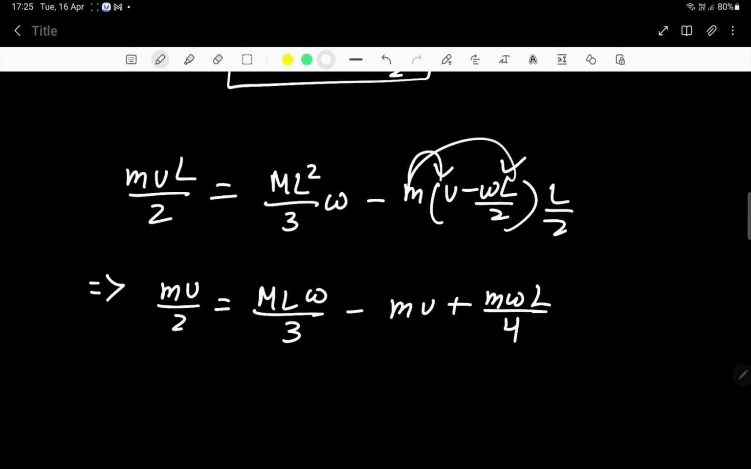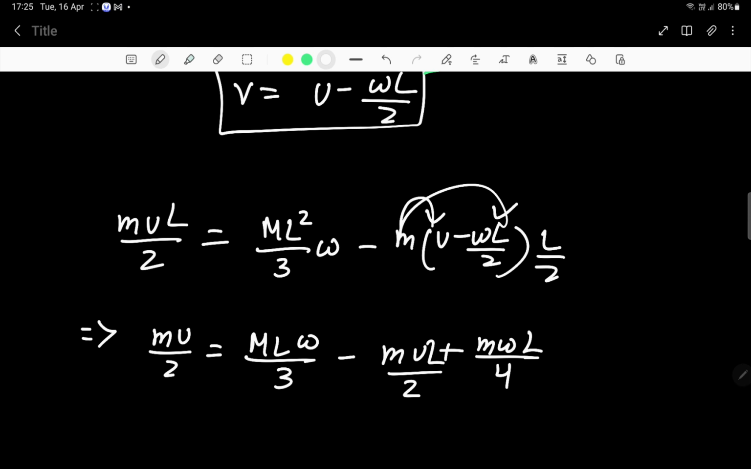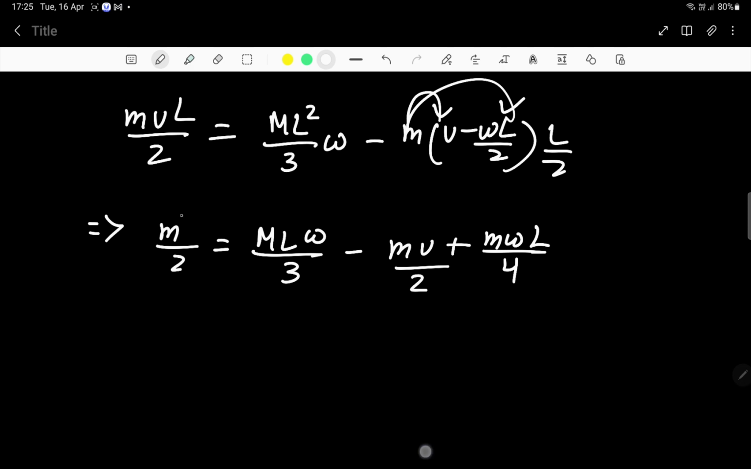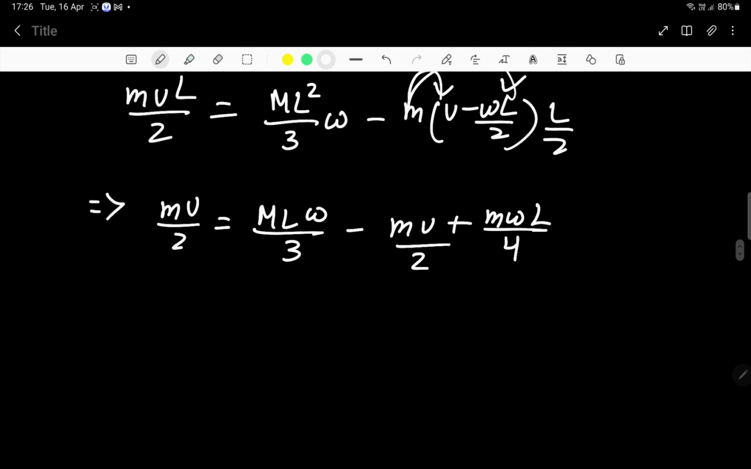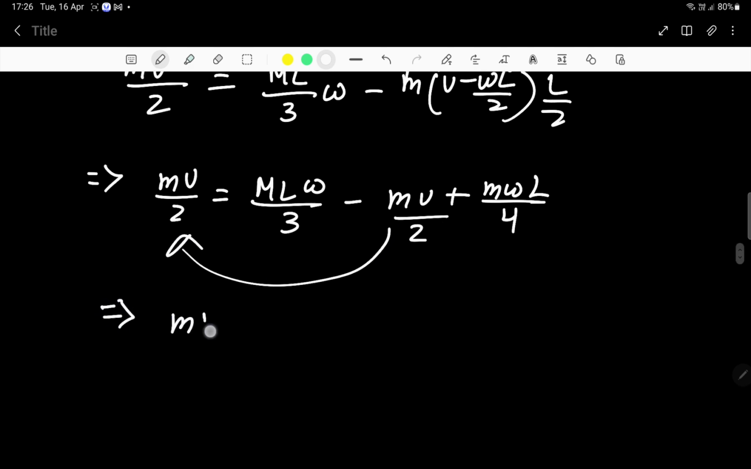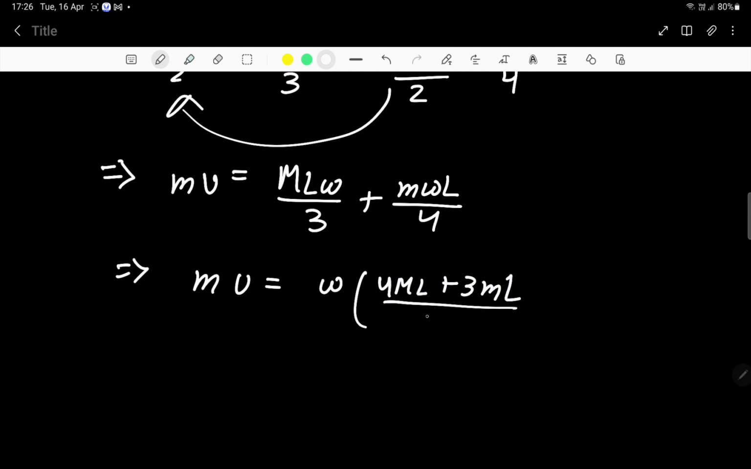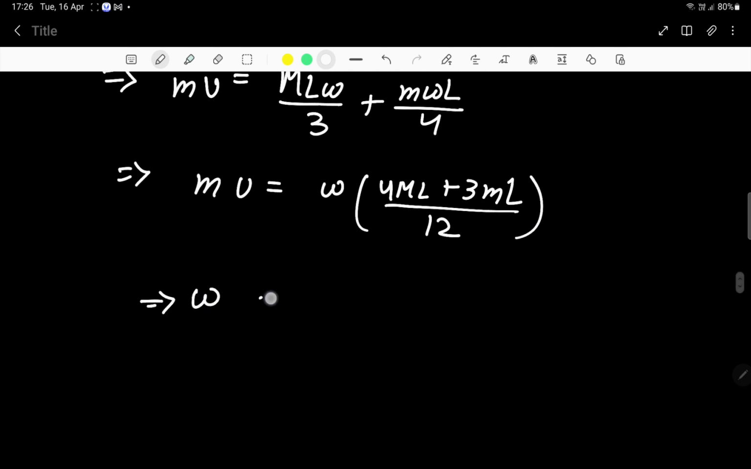I'll multiply this here. Okay. So this L is cancelled here. Yep, cancelled all the L's. So this moves here, and we've got m u is equal to M L omega by 3 plus m omega L by 4. Which means m u is equal to, we need to find omega, omega is the unknown here, omega times 4ML plus 3ml, small ml, whole upon 12. You get the value of omega as 12 m u upon 4ML plus 3 small ml.